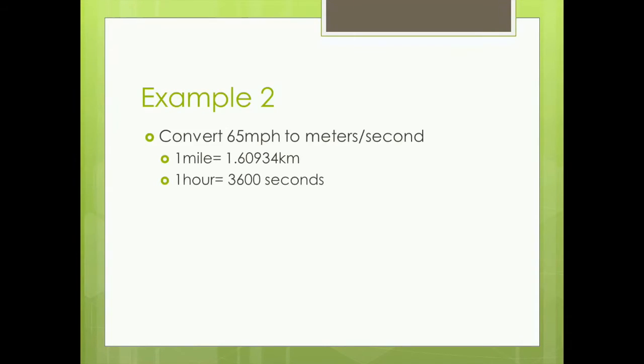Now let's do a little bit more complicated example. Convert 65 miles per hour to meters per second. Here, you're given the following two conversion factors. 1 mile equals 1.60934 kilometers, and 1 hour equals 3,600 seconds. Set up the problem and solve it now. You may pause this video to work on the example.